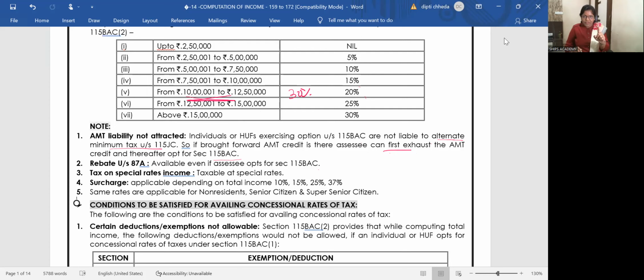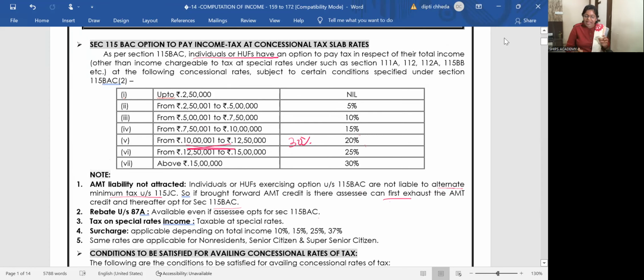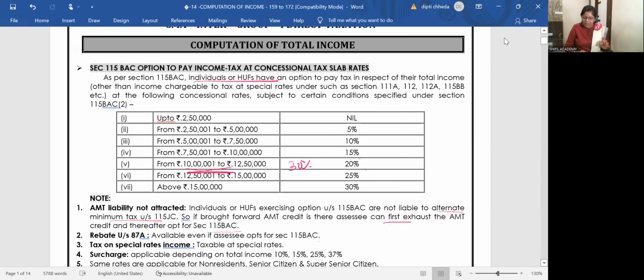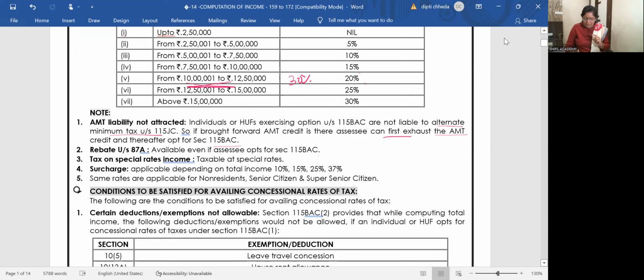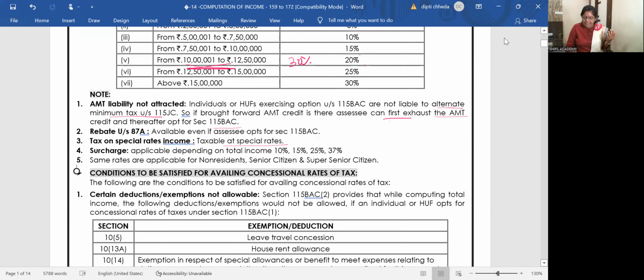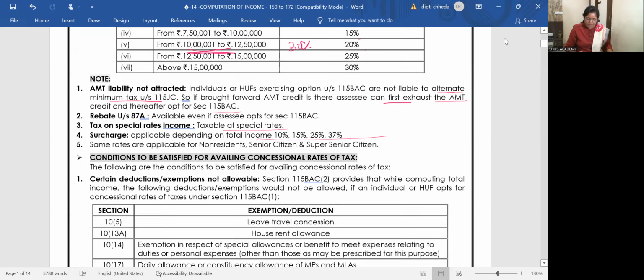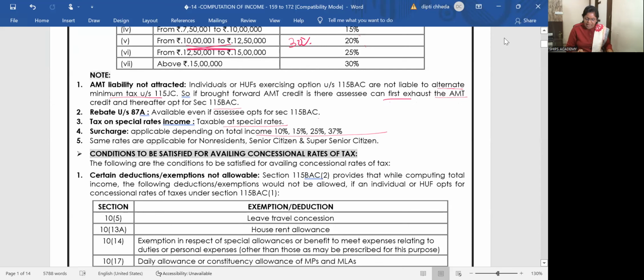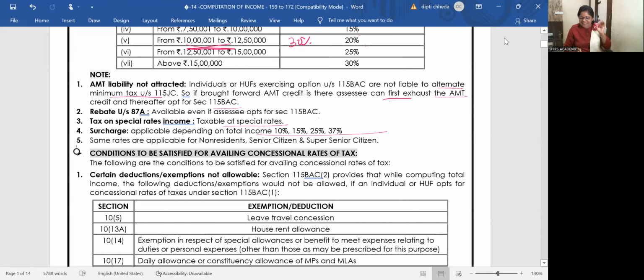Oh, you are going for the alternative, you are going for 115BAC, the alternative tax regime, it is called. Then don't go for AMT. Rebate is available and special incomes are taxed at special rate. Surcharges are there as in routine: 50 lakhs to 1 crore, 10%, 1 crore to 2 crore, 15% and so on, that's there. Same rates are applicable for non-resident, senior citizen, super senior citizen.